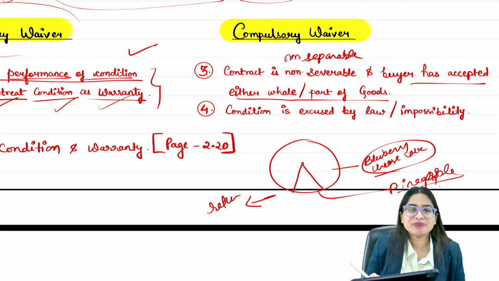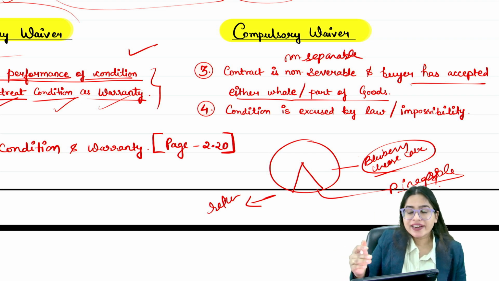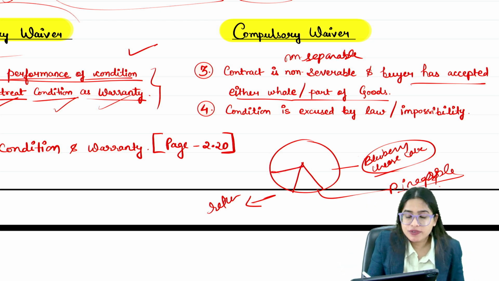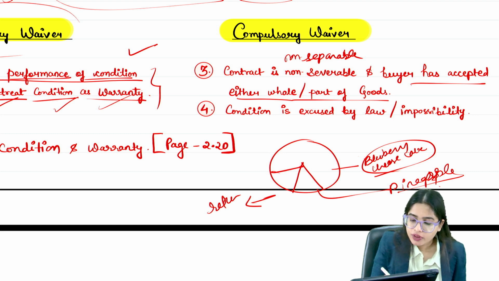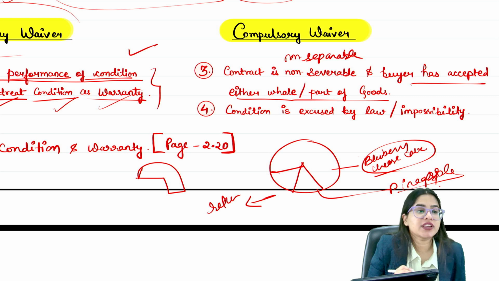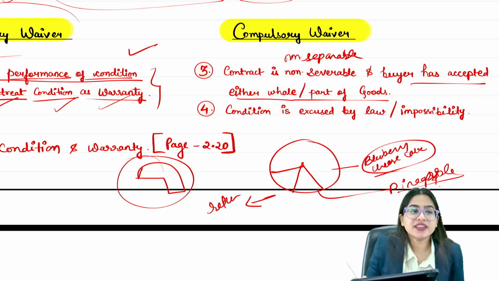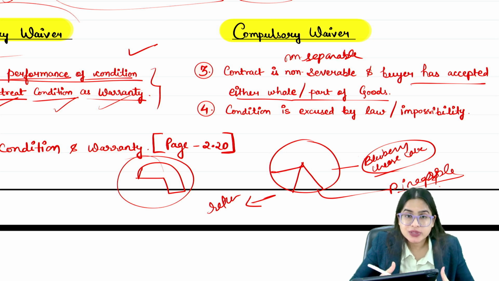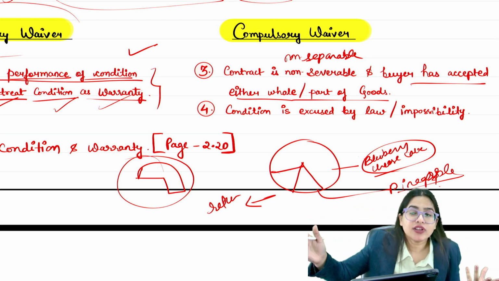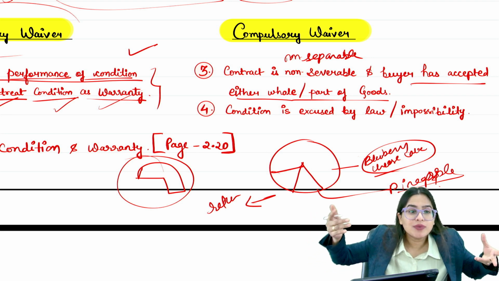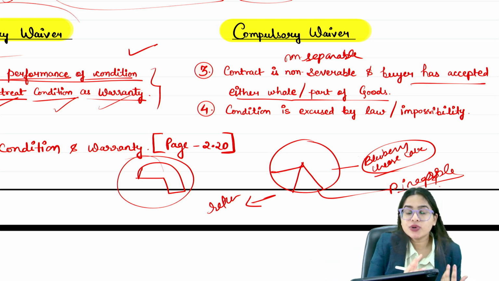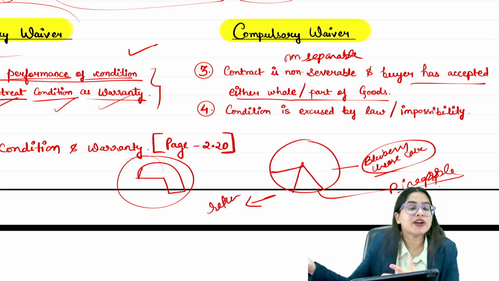But wait, what happened? People have already started playing with the cream of the cake, and these two pieces we have already cut from the cake. Now how much is remaining? Only this much part of the cake is remaining. Can you return this? Some part of the cake we have already eaten and used, and that part and the other part are non-separable. So now you cannot return it because you have already used some part of the good and it is not separable, so the other part you cannot return.